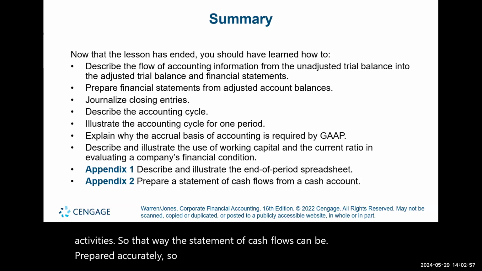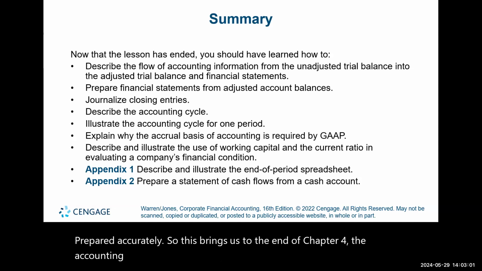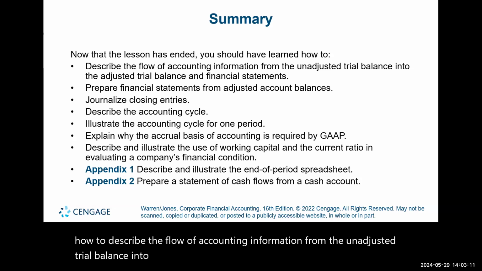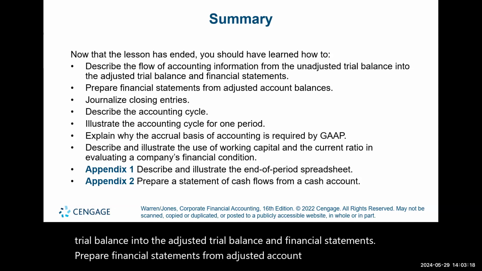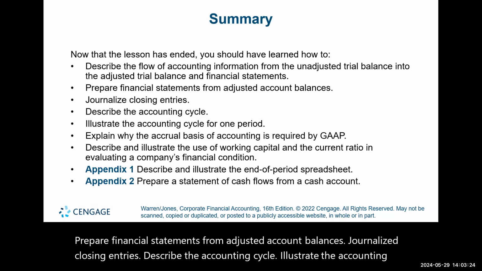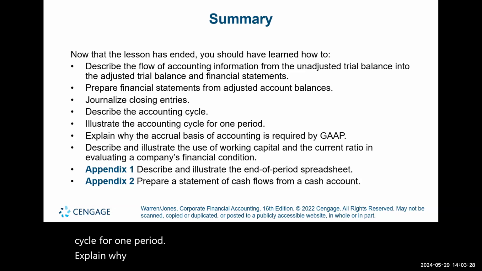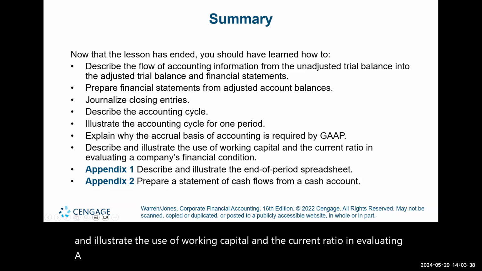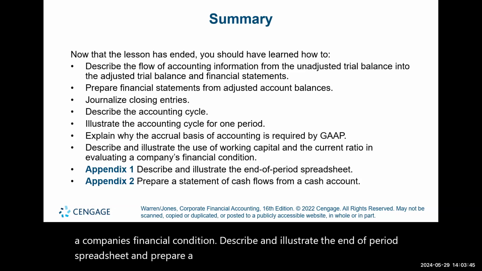So this brings us to the end of chapter 4, the accounting cycle. Now that the lesson has ended, you should have learned how to describe the flow of accounting information from the unadjusted trial balance into the adjusted trial balance and financial statements, prepare financial statements from adjusted account balances, journalize closing entries, describe the accounting cycle, illustrate the accounting cycle for one period, explain why the accrual basis of accounting is required by GAAP, describe and illustrate the use of working capital and the current ratio in evaluating a company's financial condition, describe and illustrate the end of period spreadsheet, and prepare a statement of cash flows from a cash account.